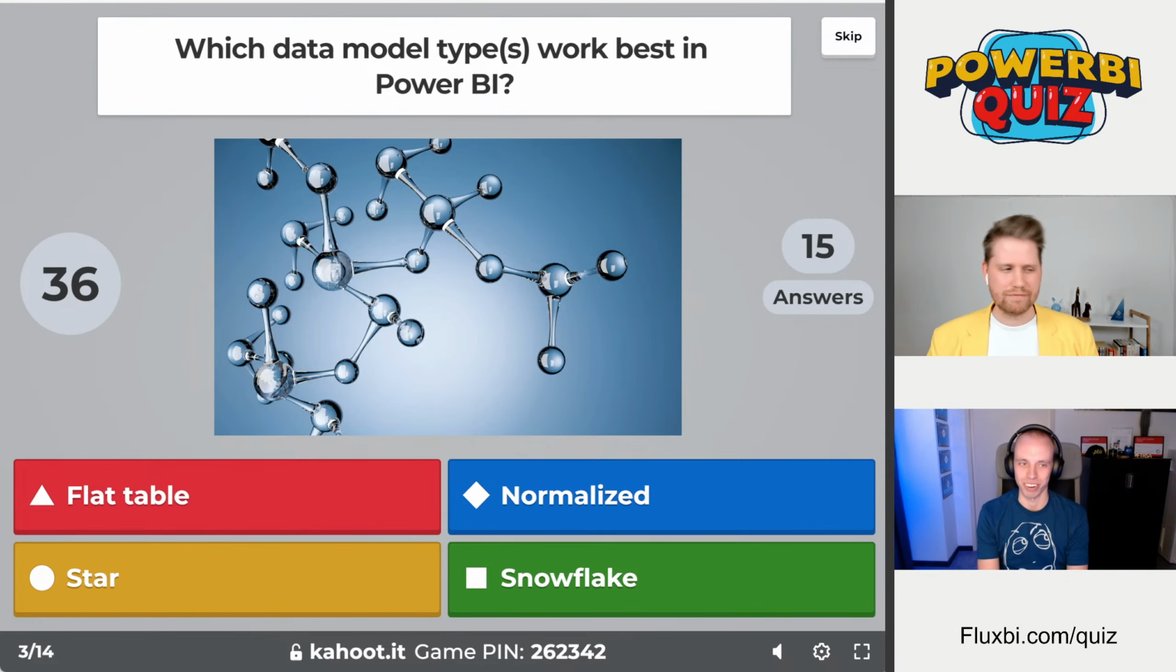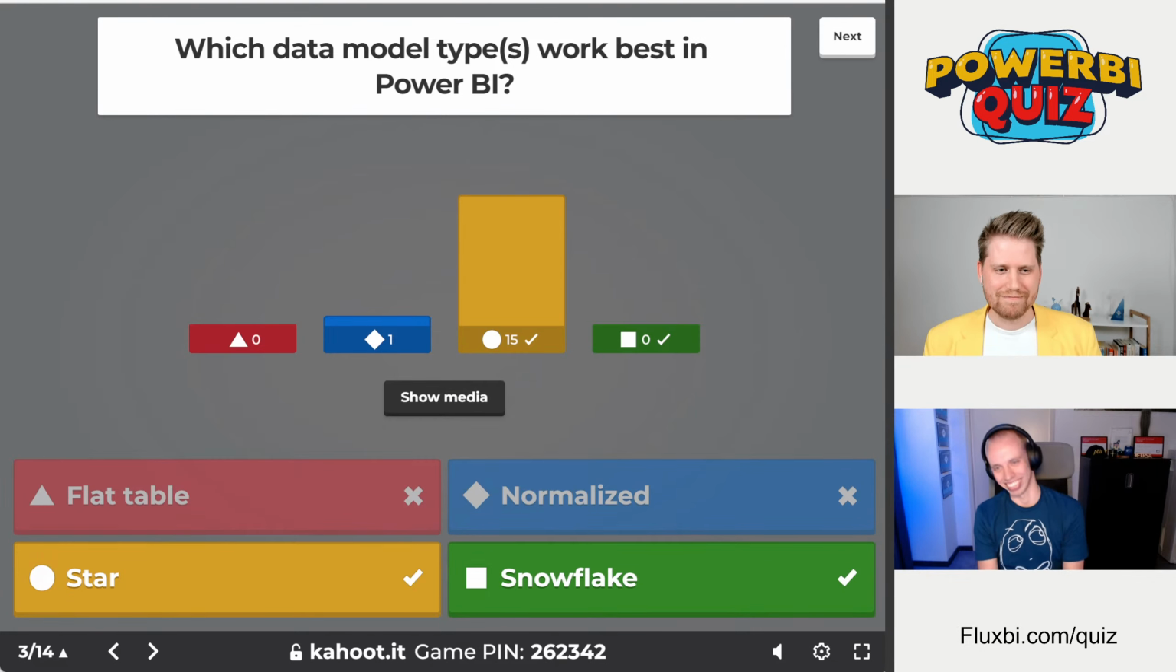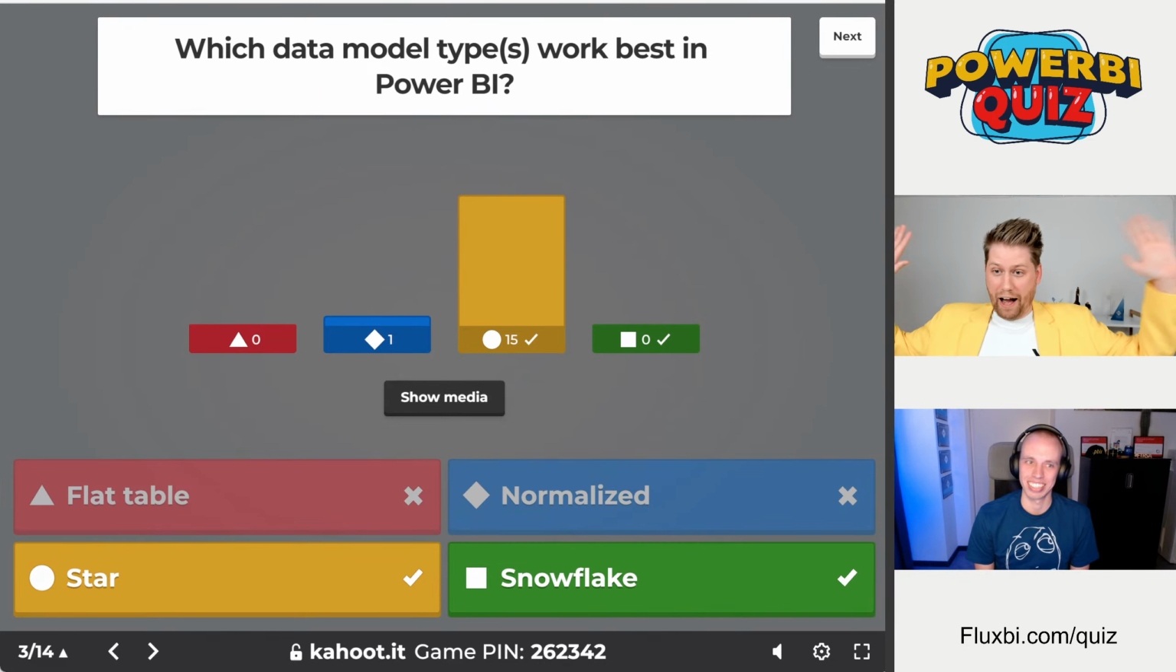Same thing, but different, right? Which data model type works best in Power BI? Is it a flat table? Is it a normalized table? Is it a star table? I assume star schema. Is it a snowflake model? We kind of give away the answer with the previous explanation, right?